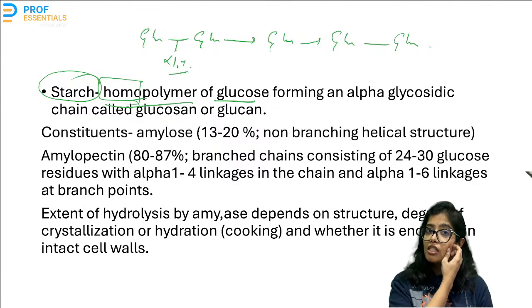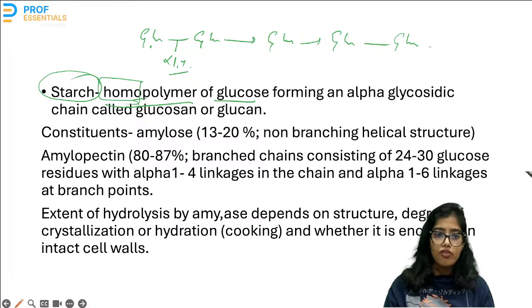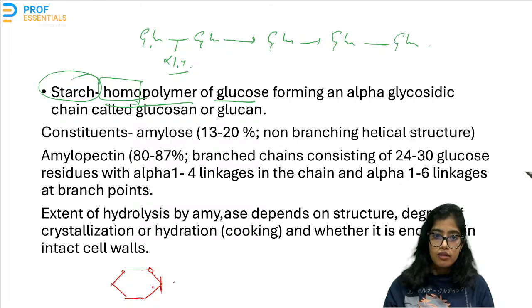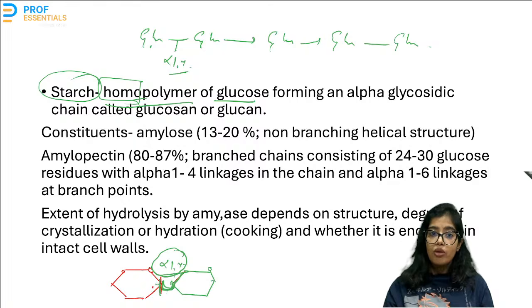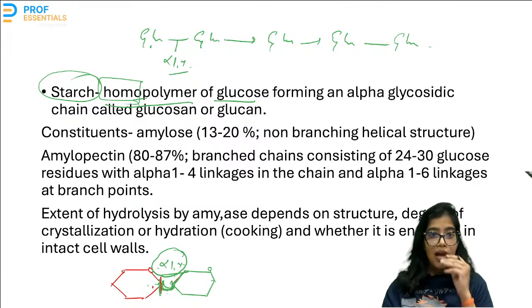That means the first carbon of this is attached to the fourth carbon of this. It is very easy. If you draw the cyclical structure of glucose, okay, this is the first carbon. This is attached to the fourth carbon here of the next glucose. 1, 2, 3, and 4. This is the fourth carbon. So they form the glycosidic linkage here. So this is alpha 1,4 linkage. Okay. Why alpha? Because this is the alpha anomer. Why alpha anomer? Because OH is present on the top.